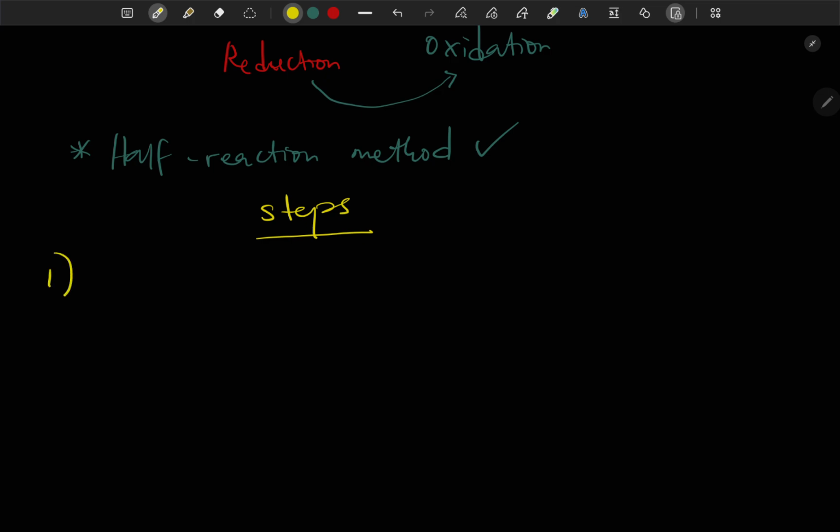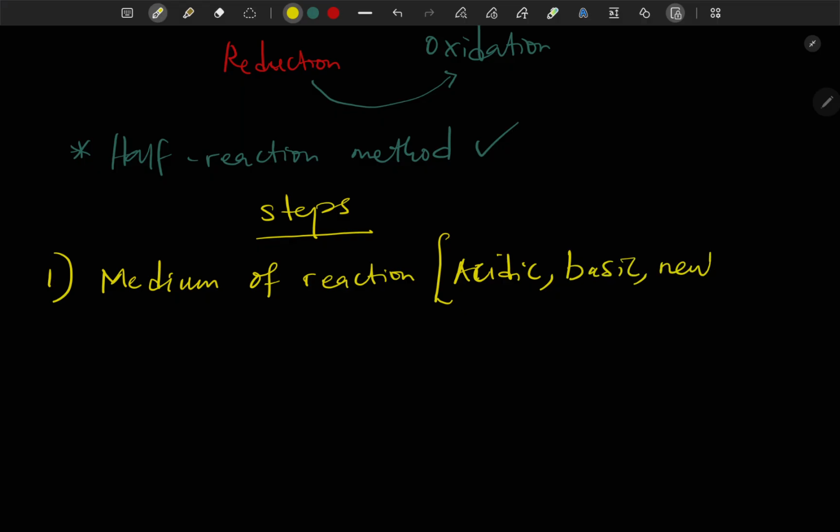What is the first step? The first step is identify the medium of reaction. So you have to identify the medium in which the redox reaction is taking place, and you can have three media. You can have acidic, the medium can be basic, or it can be neutral. For this video, we'll firstly learn about balancing redox reaction in acidic medium. Then subsequently, we'll learn how to balance in basic and neutral medium.